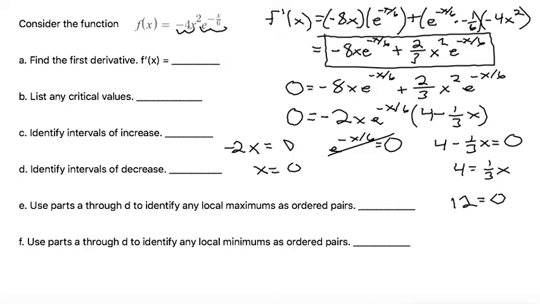Oops, not 0, x. So here we have two critical values. We have 0 and we have 12, so those would be our critical values.